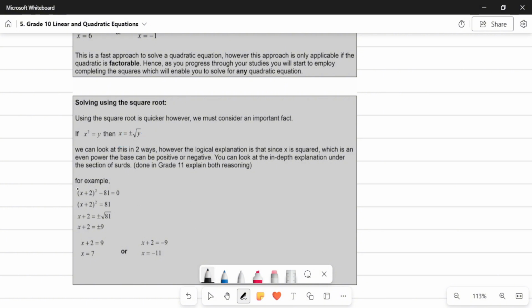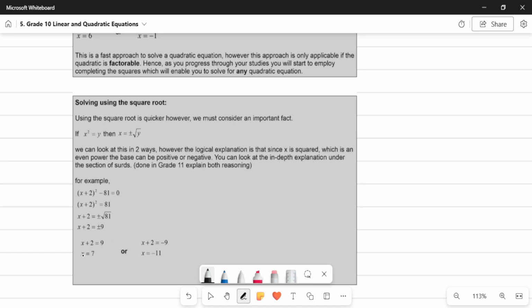But basically what we're saying here is whenever you're using the square root, make sure to include the plus or minus. So if I was given a question like this, x plus 2 squared minus 81 is equal to 0. Now, at this point, I could have expanded this and used factorization. But I decided not to do that because I saw that 81 is a perfect square. So therefore, I'll have x plus 2 to the power of 2 is equal to 81. And if I square root both sides, I'll have x plus 2 is equal to plus or minus the square root of 81. Therefore, x plus 2 is equal to plus or minus 9. And that's how we get the two possibilities.